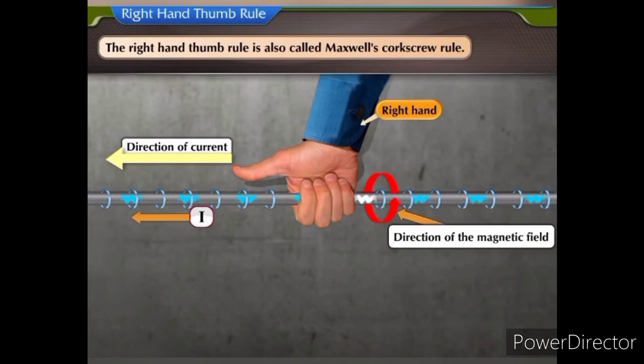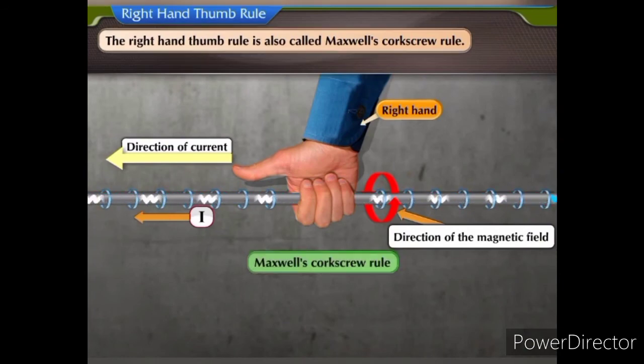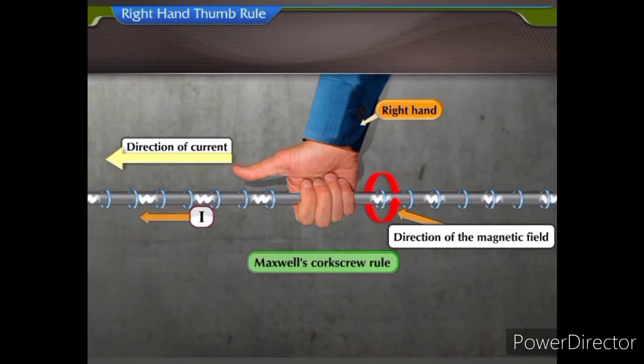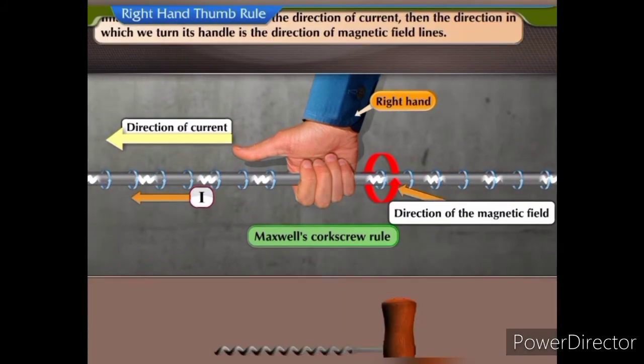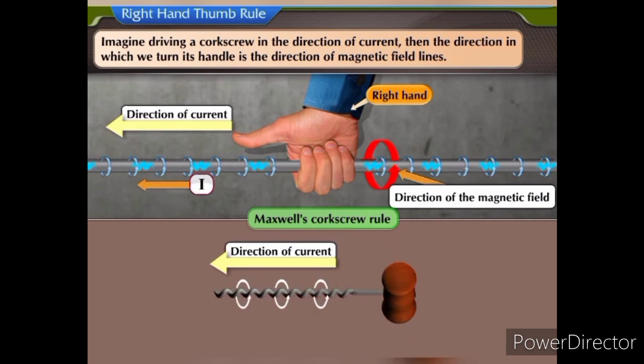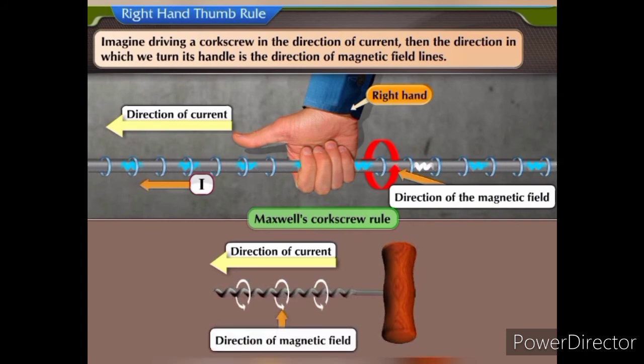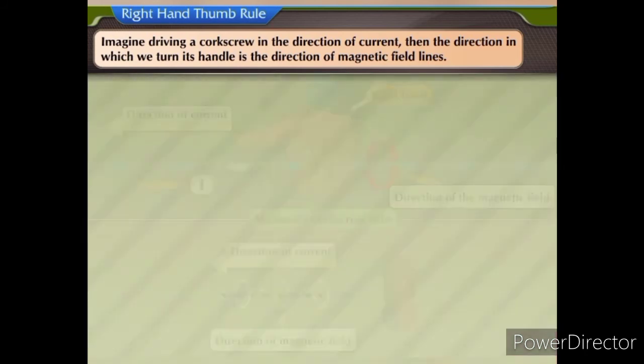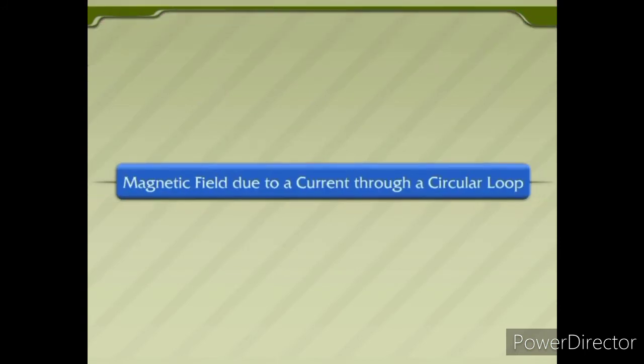The right-hand thumb rule is also called Maxwell's corkscrew rule. According to Maxwell's corkscrew rule, imagine driving a corkscrew in the direction of current, then the direction in which we turn its handle is the direction of magnetic field lines. Magnetic field due to a current through a circular loop.